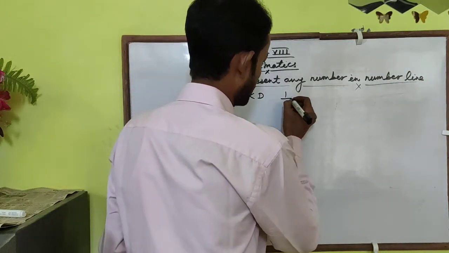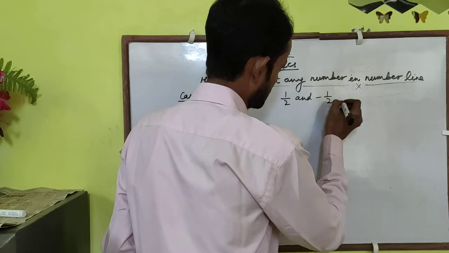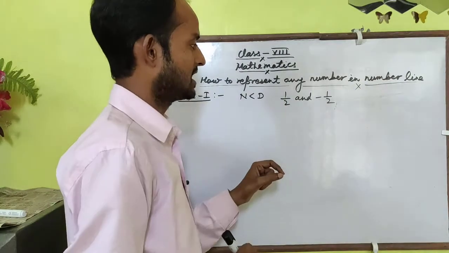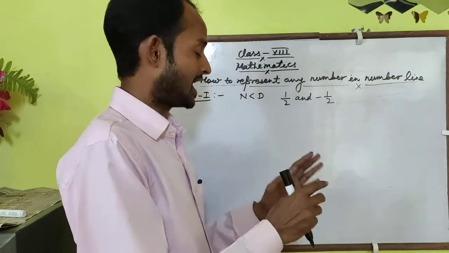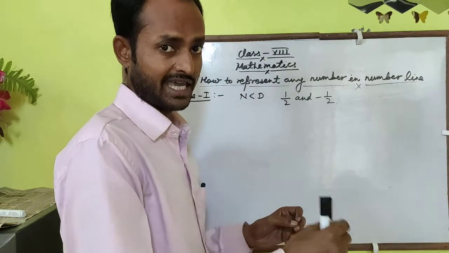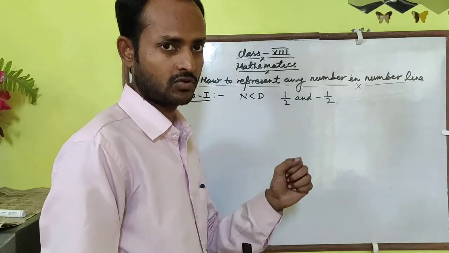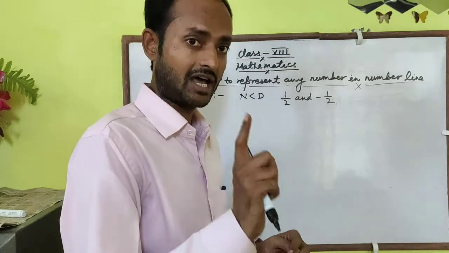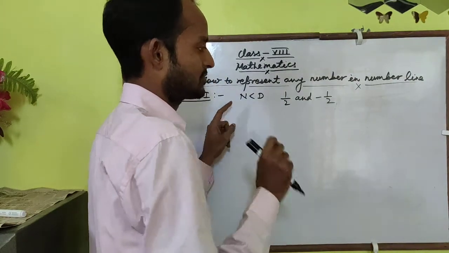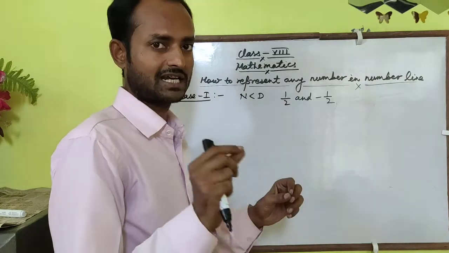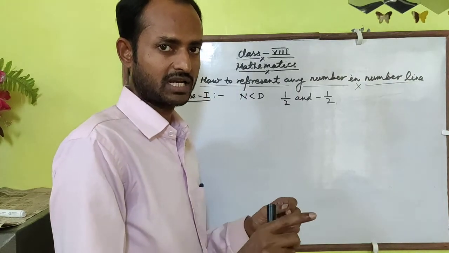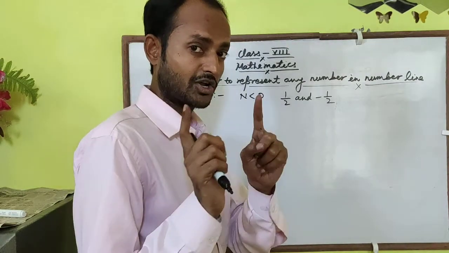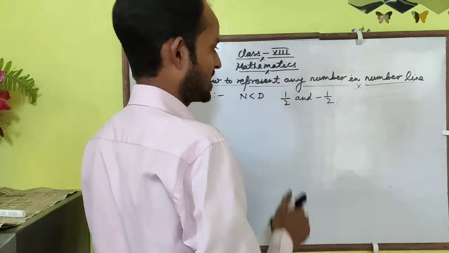Numerator is less than denominator. Let us consider 1/2 and -1/2. In this case, when the numerator is less than denominator, the numbers are always between 0 and 1 if we take positive, and if we take negative, the number lies between 0 and -1. Always remember that when numerator is less than denominator, the number is represented on the number line only between -1 and +1. It should be noted in your mind, then there is no problem solving these types of questions.